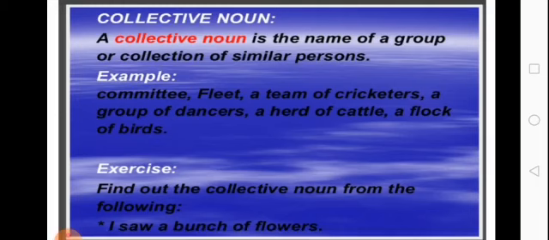Committee, fleet, a team of cricketers, a group of dancers, a herd of cattle, a flock of birds. So if we find a number of birds in the sky, we will just say there is a flock of birds. If we find a number of cattle moving in a field, we will say there is a herd of cattle. Exercise: find out the collective noun from the following. I saw a bunch of flowers. Clear? We will not say that there are many flowers. We will say that there is a bunch of flowers.